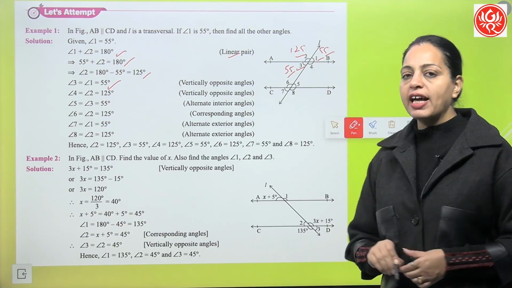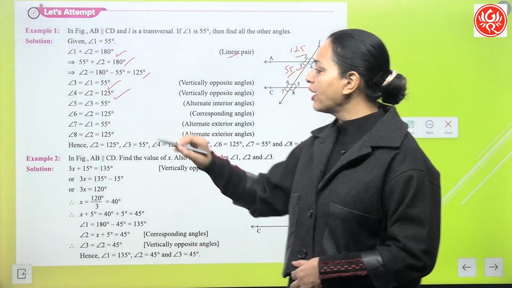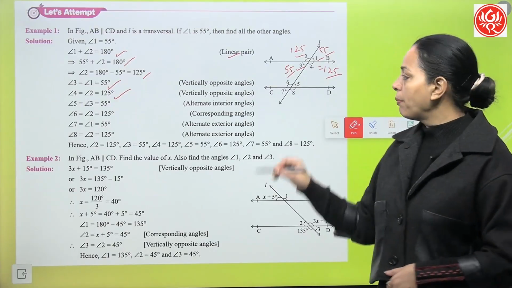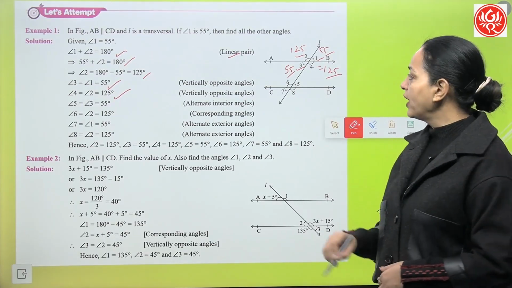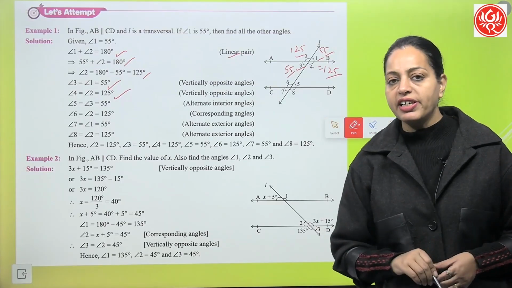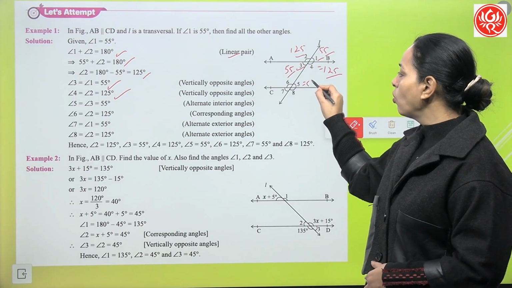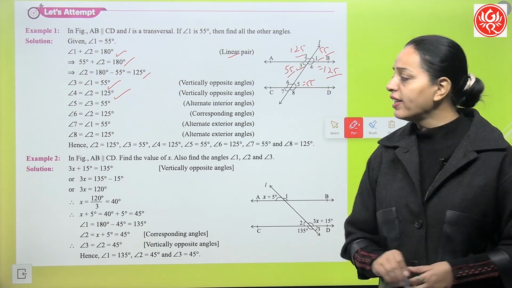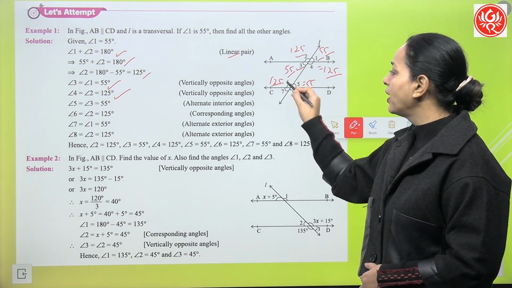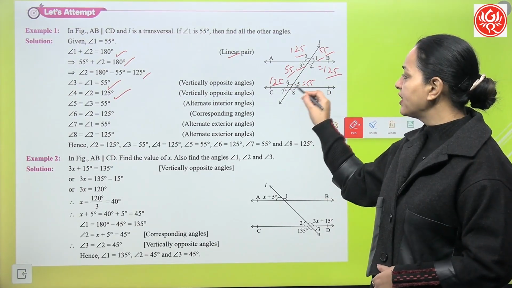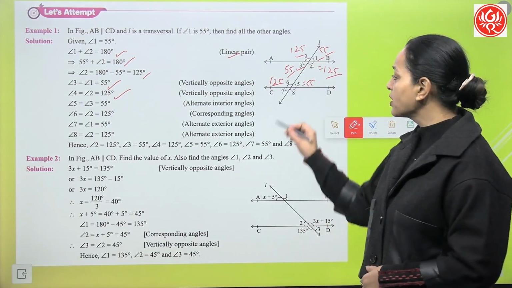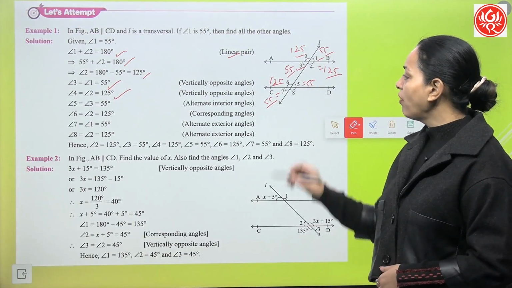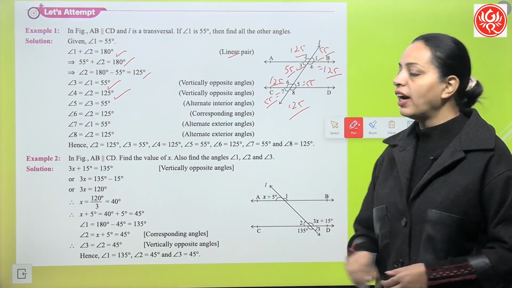Now 2 and 4, these are equal because these are vertically opposite angle. So 4 is also 125. अब हम ये 4 angles find करेंगे. We can say 3 equals to 5, alternate interior angle. So 5 is also 55. 4 and 6 are equal because these are alternate interior angle. So 6 is also 125. Now 5 and 7 are equal because these are vertically opposite angle. So 7 is also 55. And 6 is 125. So 8 is also 125.